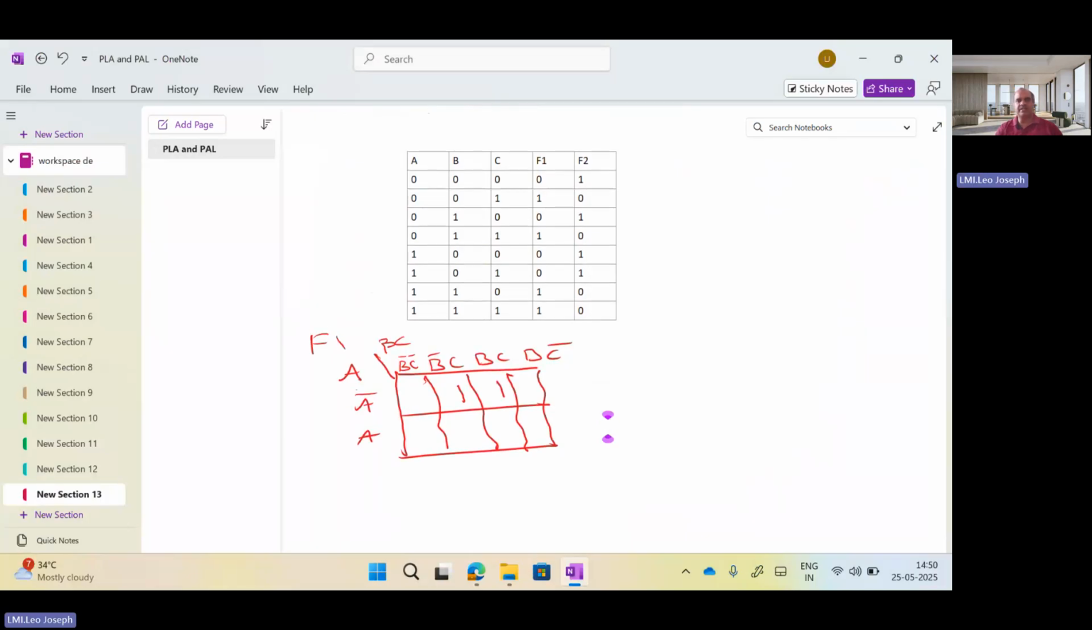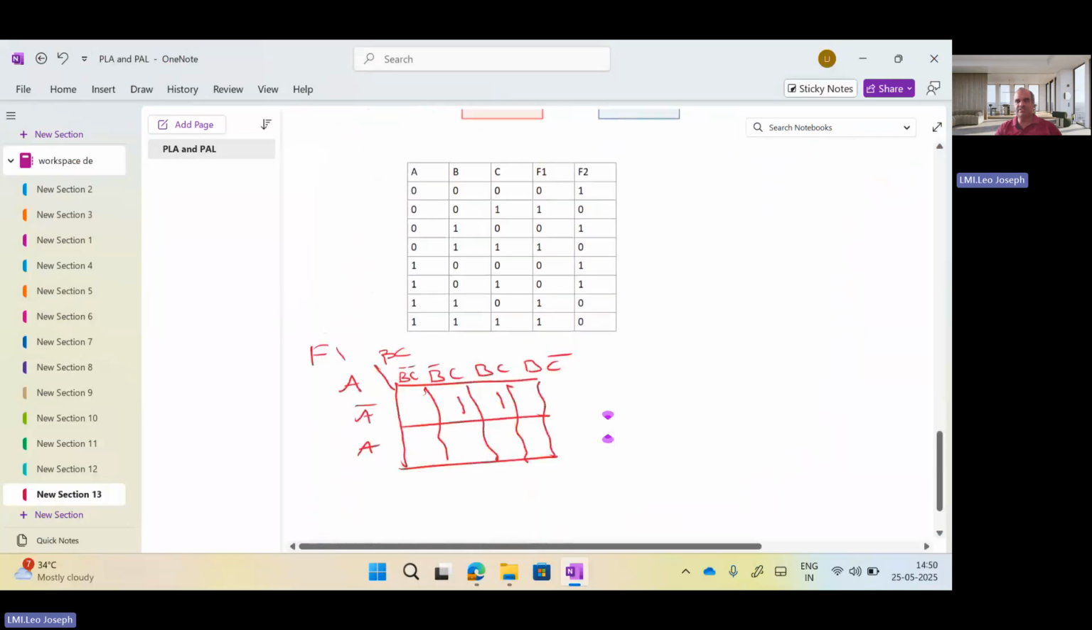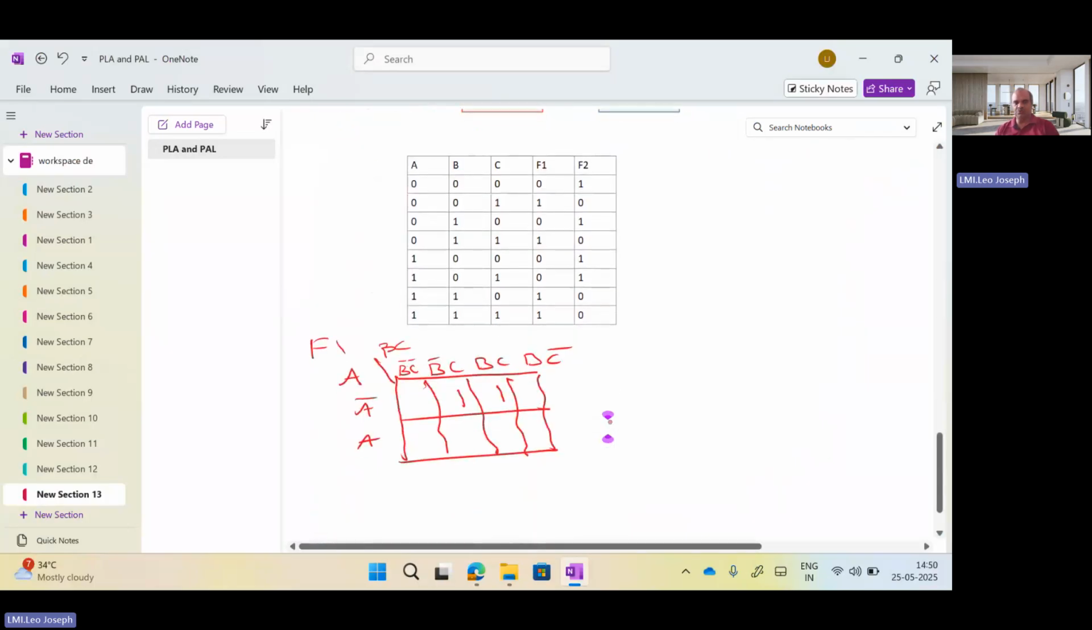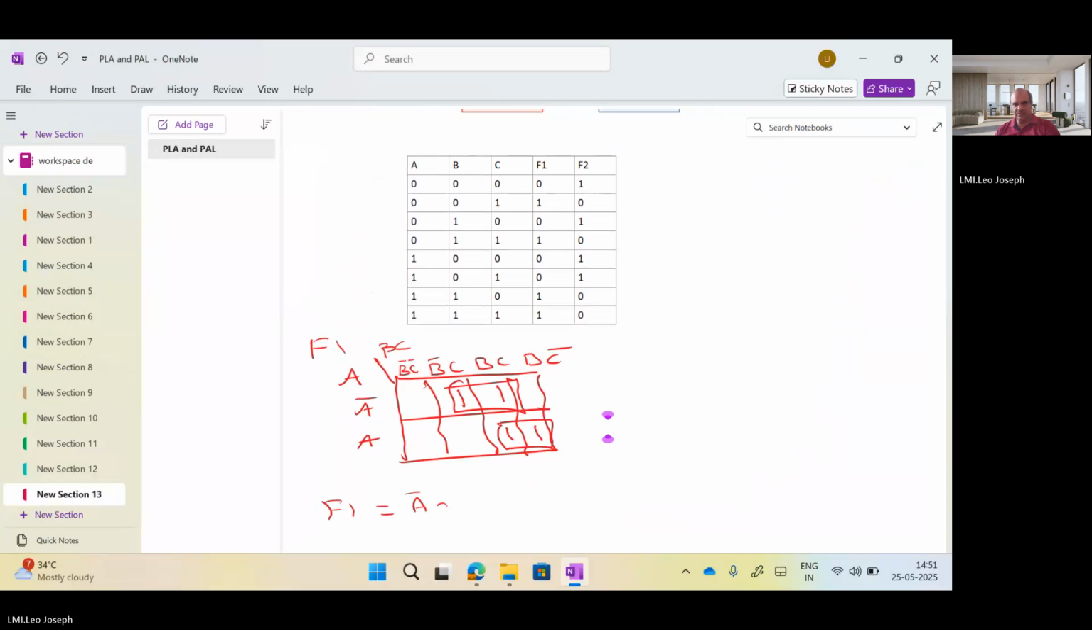That also you can take and directly fill: 0, 1, 3, 6, 7. 6, 7 means where it is 4, 5, 6, and 7. So these two things are mapped together. These two are pairs. So what is the answer for F1? From this I will get A bar C plus this one is A B. So F1 is equal to A bar C plus AB. This is the first function. And similarly, I need to draw another Karnaugh map for F2.